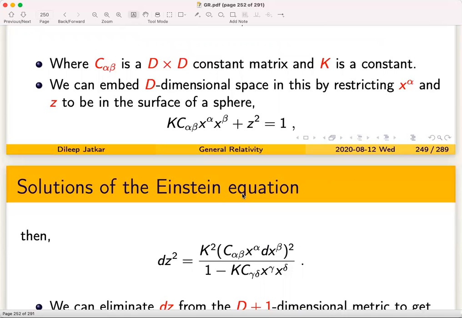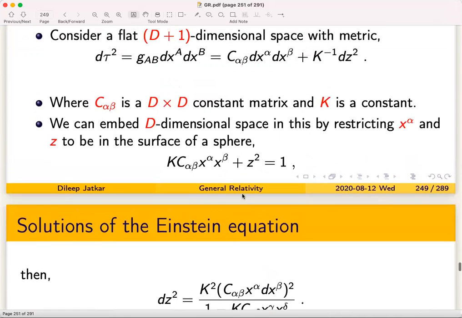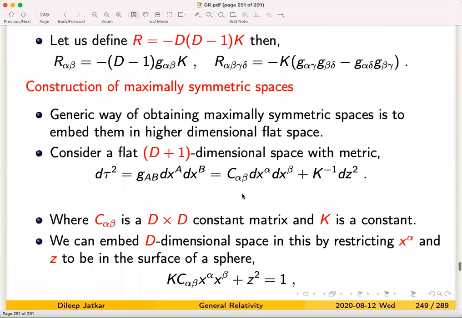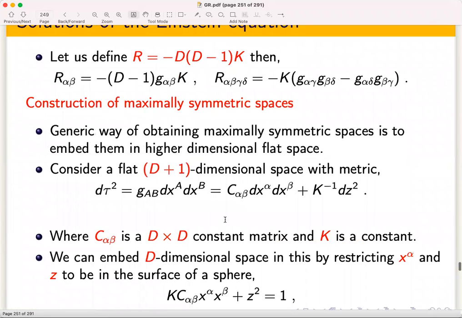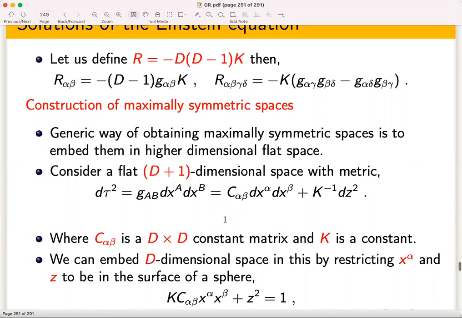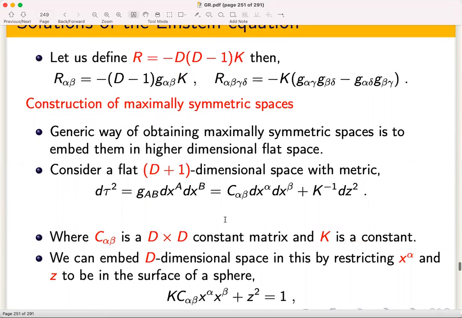Yes, sir. In a flat spacetime, is it necessary that C alpha beta has to be a constant? No, it doesn't have to be. For example, you take Minkowski space and you do some horrible coordinate transformation, the metric components are not constant. Right. So with respect to some new coordinates, the metric components could be very, very complicated.